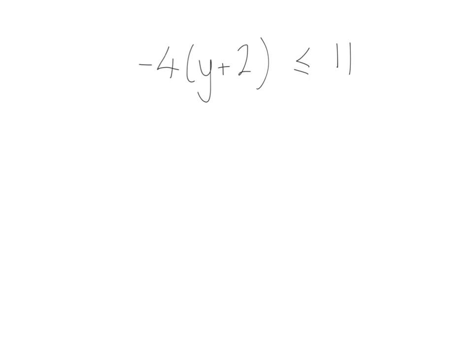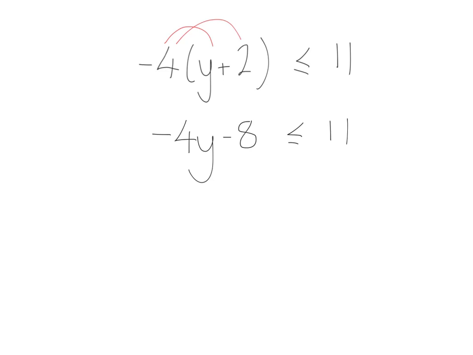Okay, let's imagine we've got this problem here. -4 bracket y plus 2 is less than or equal to 11. We can see a bracket here, so our first thought should always be to multiply out the bracket. So -4 times y is -4y, -4 times plus 2 is -8, and that is less than or equal to 11.